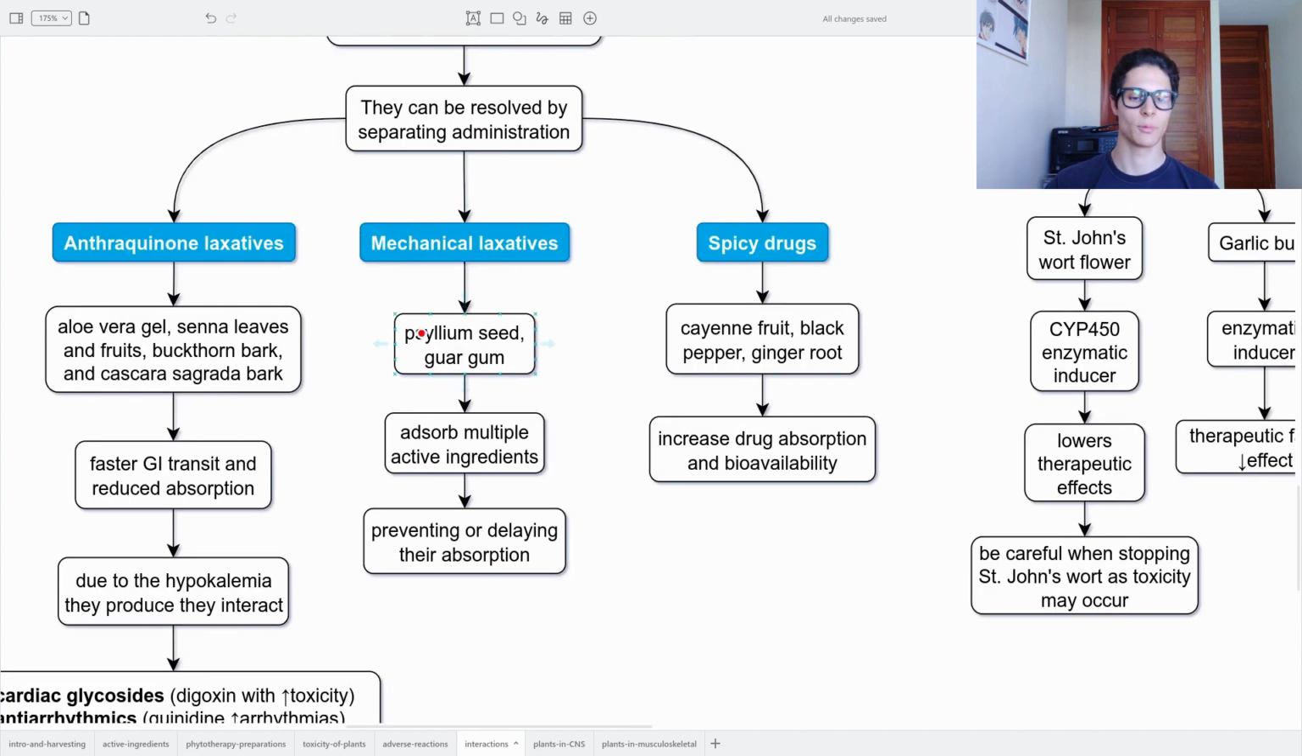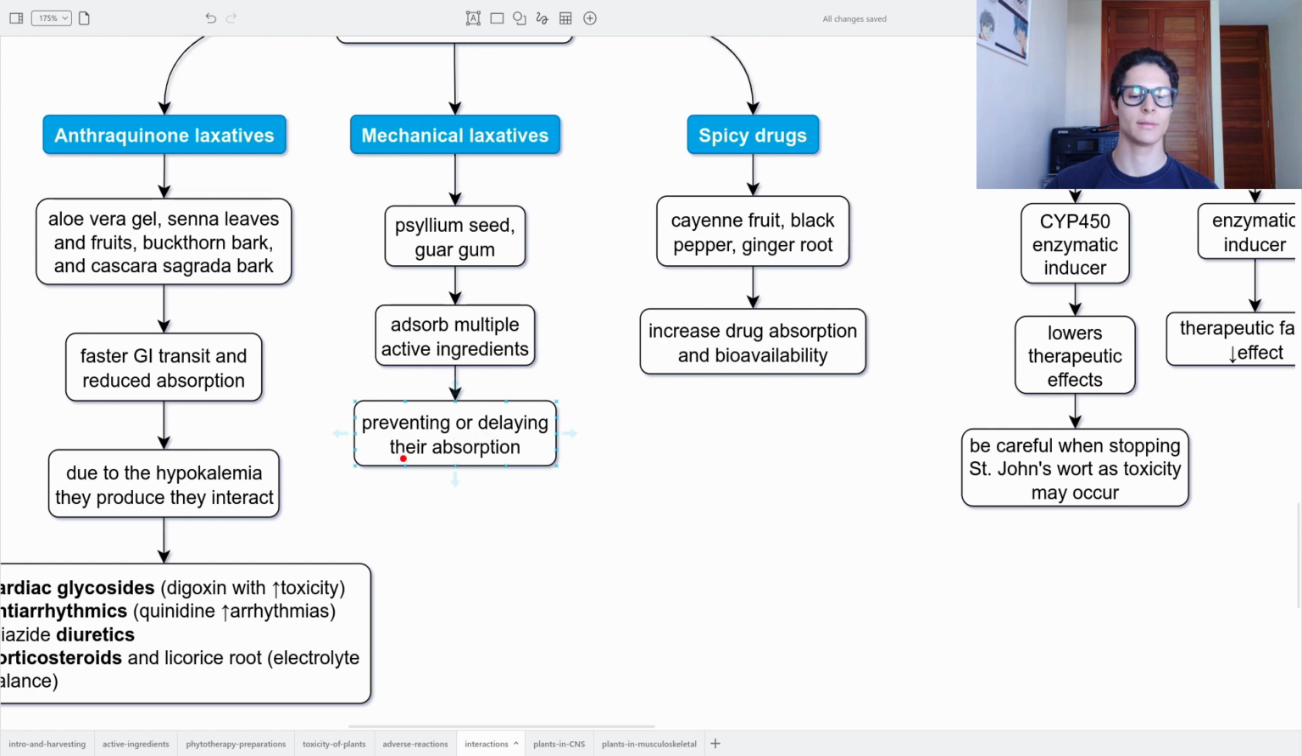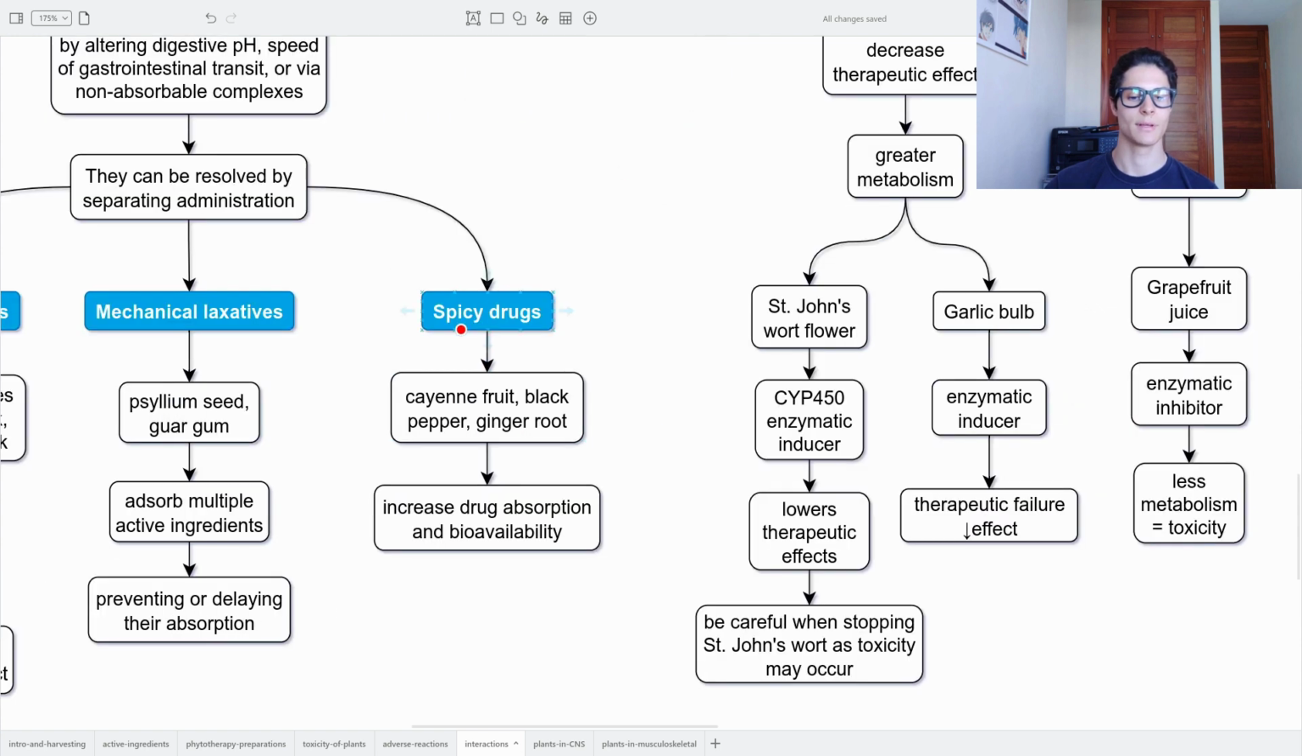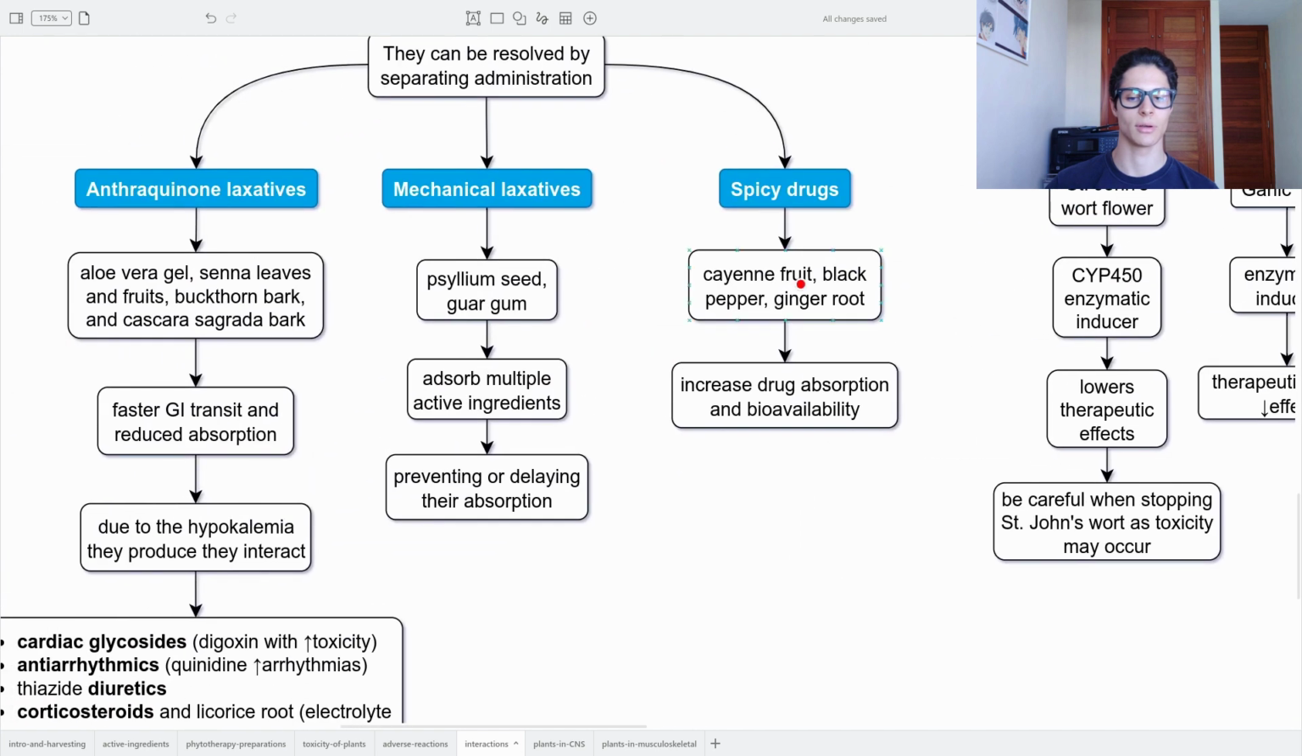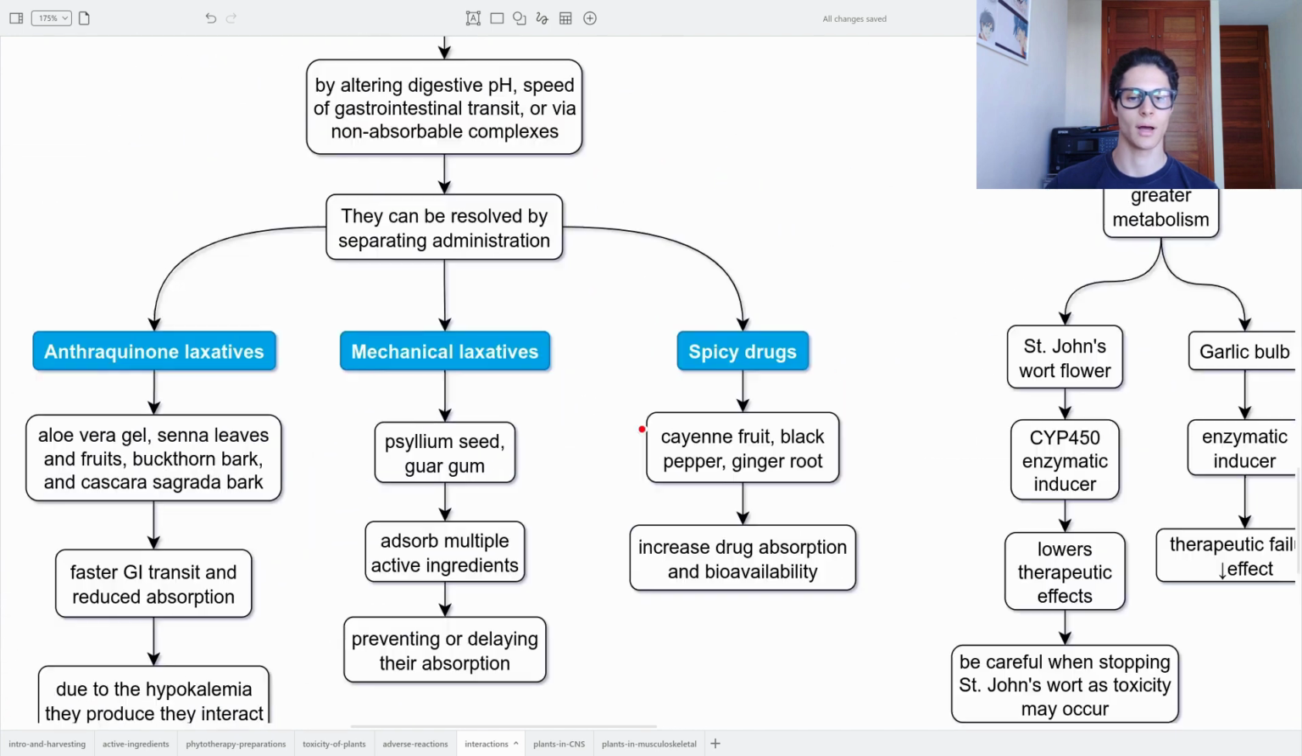Mechanical laxatives, we have psyllium seed and guar gum. They absorb multiple active ingredients, adsorb, and they prevent or delay their absorption then. Then we have spicy drugs, such as cayenne fruit, black pepper, and ginger root. They increase the drug absorption and bioavailability. So as you can see, these are the only ones that will increase the absorption.